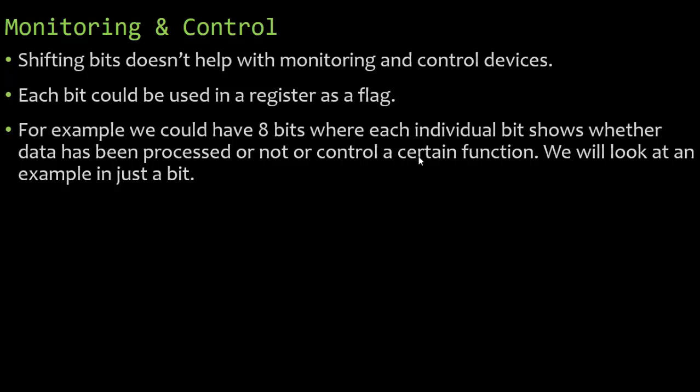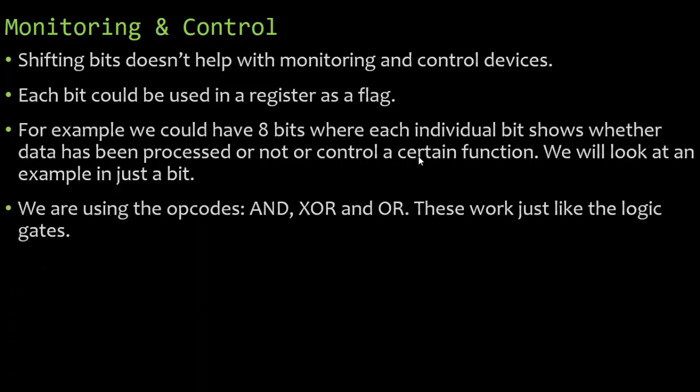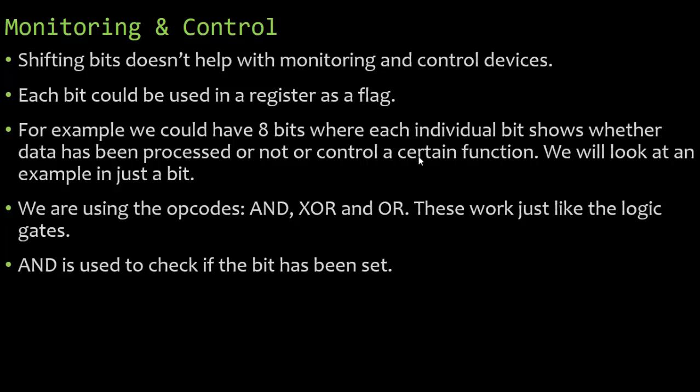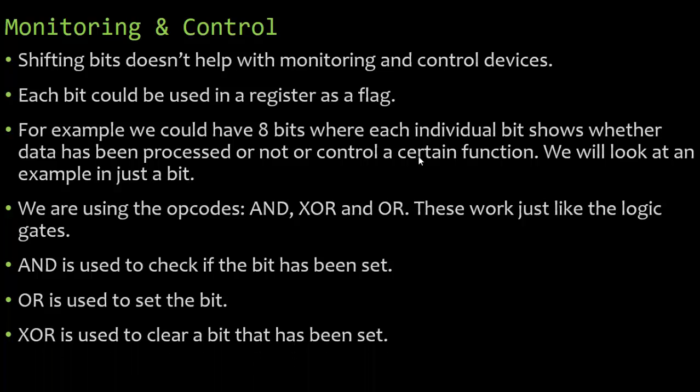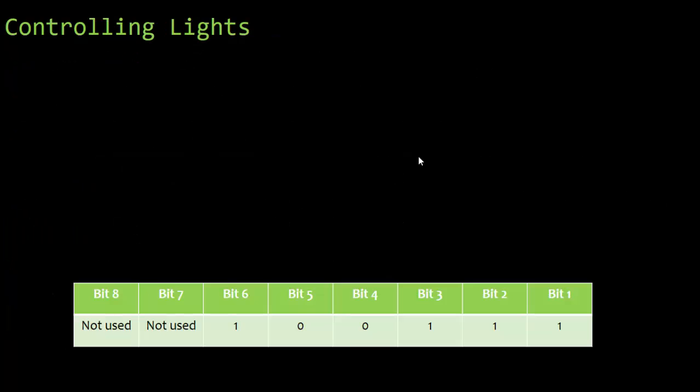Now, we're going to look at an example here in just a bit. We are using the opcodes AND, XOR, and OR. These work exactly like the logic gates do, and when we combine them with the bit mask, we can change whatever bit we want. So AND is used to check if the bit has been set, OR is used to set the bit, XOR is used to clear a bit that has been set. What in the world does that mean?